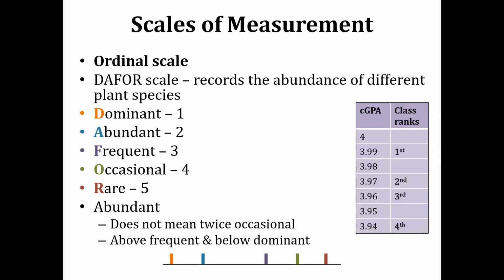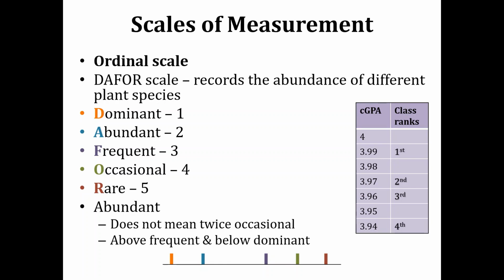Then we have another example like the CGPA of students starting from 4, which is the highest, and 3.99, 3.98, 3.97, 3.96, 3.95, 3.94. And here you can see the class ranks. So class ranks in this case represent the ordinal scale. For example, the first student in the class scored 3.99.